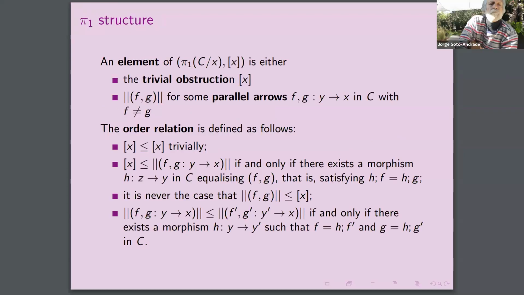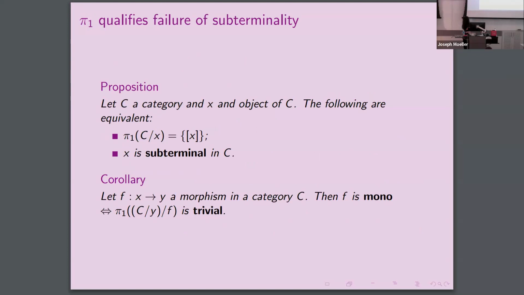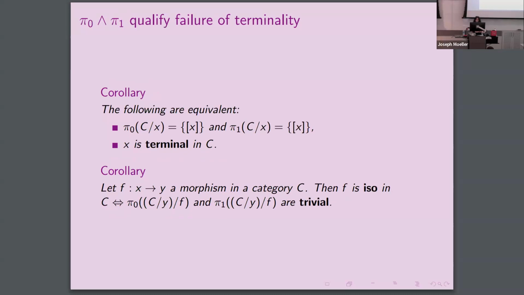I won't go over the pi1 structure in detail, it's just the pi0 structure but computed on a different category. Again, pi1 qualifies failure of an object to be subterminal this time, because it's trivial if and only if the object is, and it also qualifies failure of a morphism to be mono. The two put together now qualify failure of an object to be terminal and failure of a morphism to be iso. So this is exactly the answer we wanted.